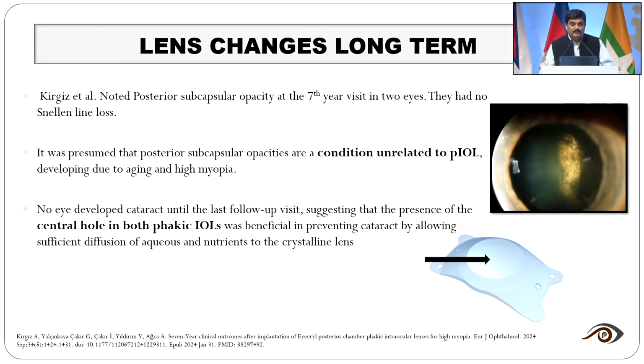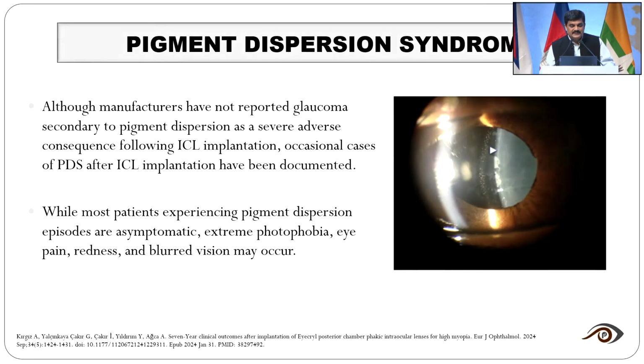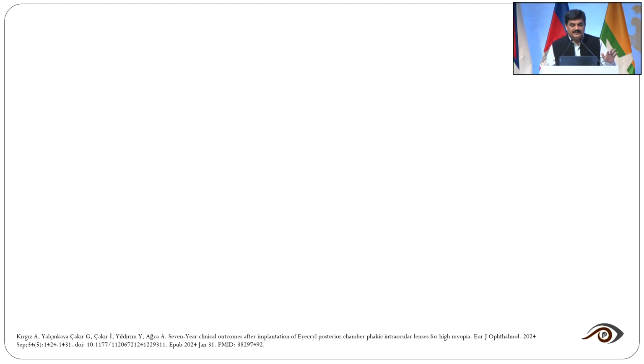So let us come to the lens changes for the longer term. As I already said, if there are lens changes, it depends on whether there is a low vault. As age progresses, the lens keeps changing also. But if you have a high vault, you can always expect glaucoma. Because of a high vault, there is mechanical contact between the ICL and the iris, mechanical compression, shallow AC, inflammation, high IOP, angle closure glaucoma, and that leads to pigment dispersion syndrome. These are the complications that can happen with a high vault.